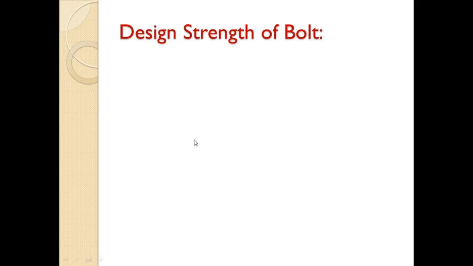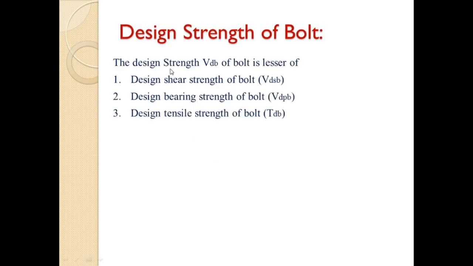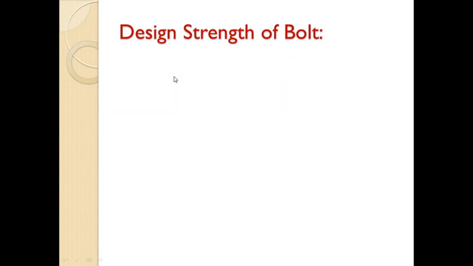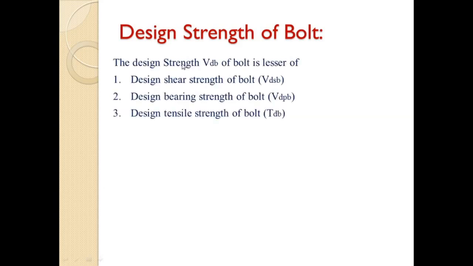So the next point is the design strength of bolt. Design strength of bolt is calculated as the lesser value among the design shear strength of bolt, that is VDSB, the design bearing strength of bolt, that is VDPB, and lastly the design tensile strength of bolt, TDB. Generally we take the lesser value of the first two because bolts generally do not fail in tension. So these first two values are taken into consideration for the design of bolted joints.